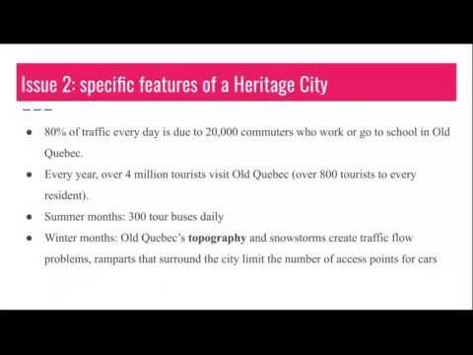During the winter months, Old Quebec's topography and snowstorms create traffic flow problems. The ramparts that surround the city limit the number of access points for cars. So the topography, meaning the way that the city was built, the way that the roads were built, and of course the ramparts, don't allow easy access into and out of the city.